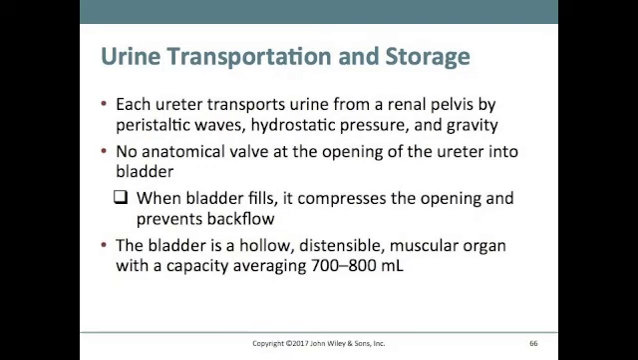Each ureter transports urine from the renal pelvis by peristaltic waves, hydrostatic pressure, and gravity. There's no anatomical valve at the opening of the ureter to the bladder. When the bladder fills, it compresses the opening and prevents backflow. The bladder is a hollow, distensible muscular organ with a capacity averaging about 700 to 800 milliliters. Men will have larger bladders than women because the female reproductive organs require women to have smaller bladders.